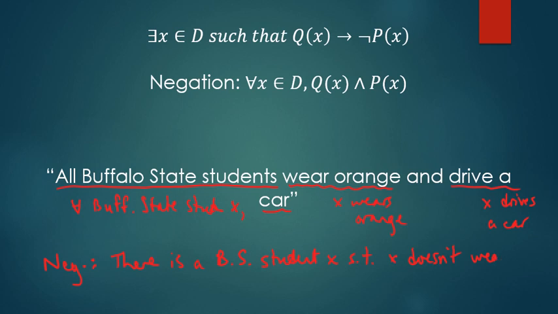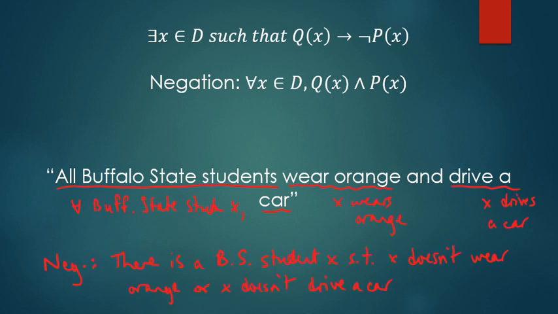doesn't wear, so that X does not wear orange, or X doesn't drive a car. So this is the semi-mathematical logic way of saying it. This is the semi-English way, kind of.